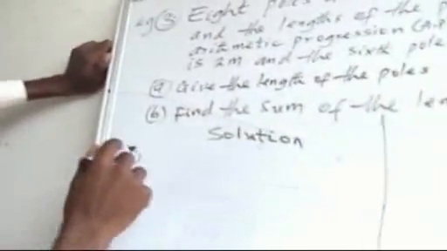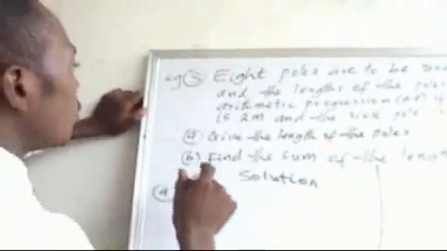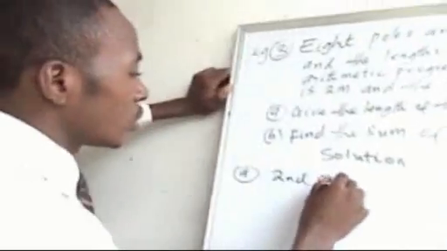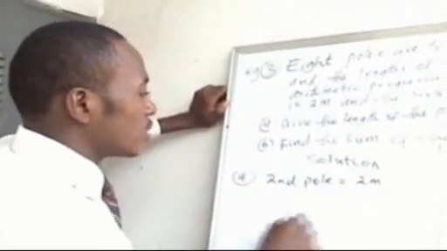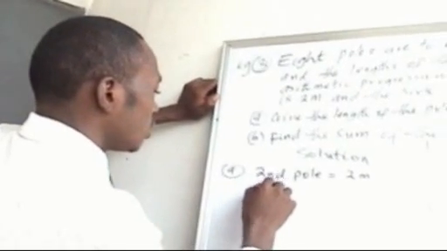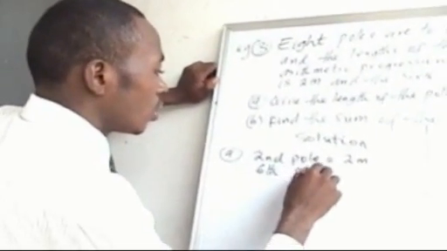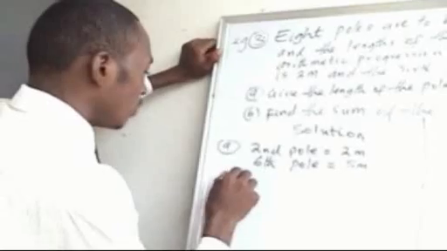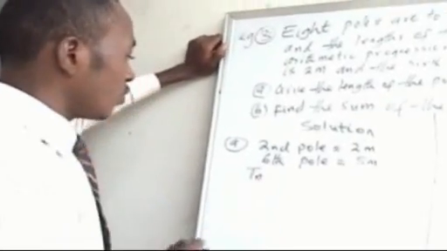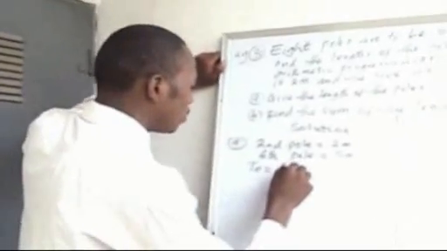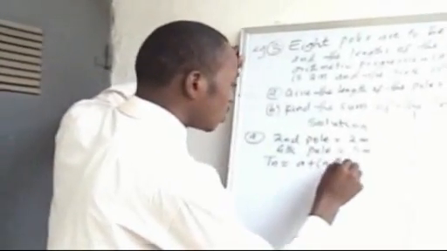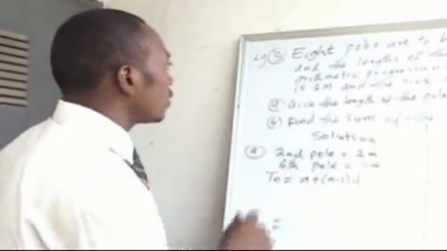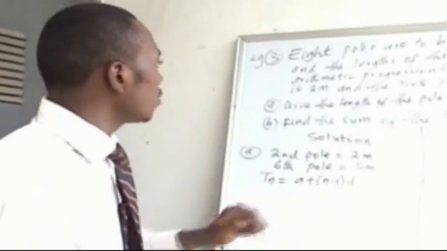Now, they say that the second pole is equal to 2 meters, and the sixth pole is equal to 5 meters. From the formula we use in finding the nth term of an AP, Tn is equal to a plus n minus 1 multiplied by d, where a is the first term, n is the number of terms in the sequence, and d is the common difference.